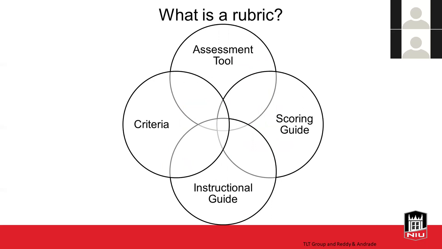So just in a basic definition, what is a rubric? It's all four of these things that you see up on the screen. It's an assessment tool. It is a systematic scoring guide, but it is also an instructional guide showing students how they're going to be assessed. And it is an explicit set of criteria used for assessing a specific type of work or performance. I know some of you said that you're using rubrics for written work. Some of you are using it maybe for speeches. So we're going to take a look at some of those today too.